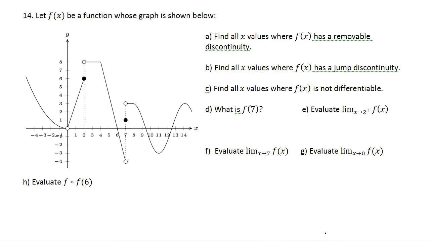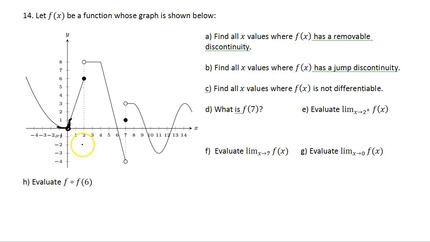Okay, here's the graph of a function. Find all values where f of x has a removable discontinuity. Removable discontinuity means if you can just plot one dot to make something continuous, that's called removable discontinuity. You can remove the discontinuity by plotting one dot. And the only case that you can have a removable discontinuity is when you have this open circle with two curves coming out from left and right.